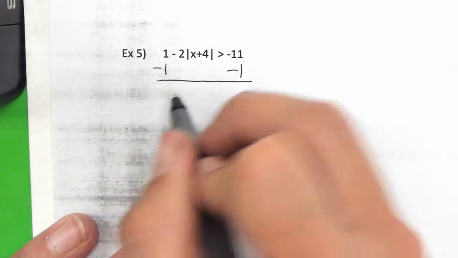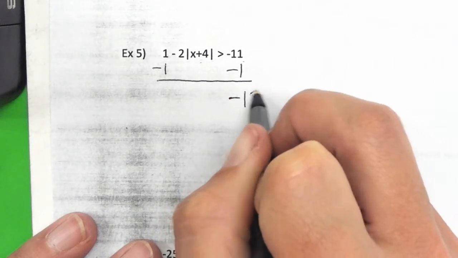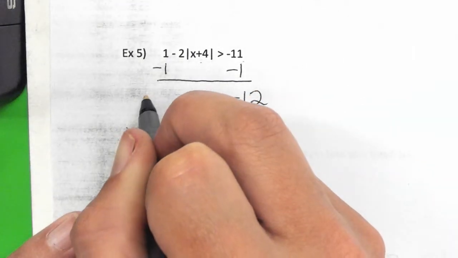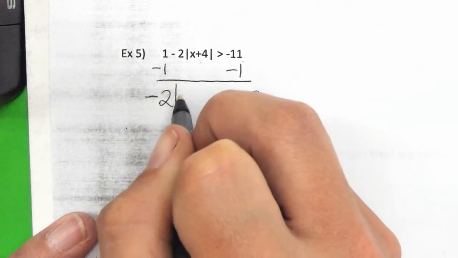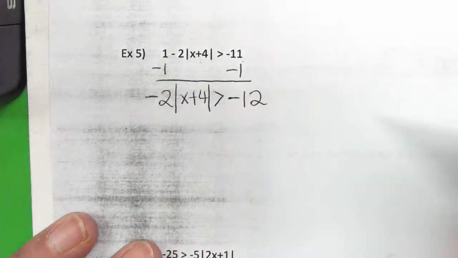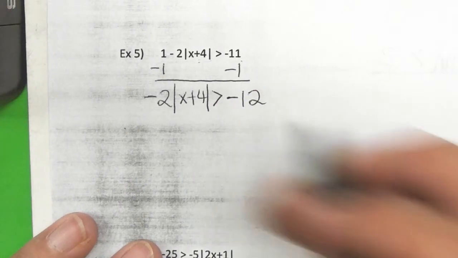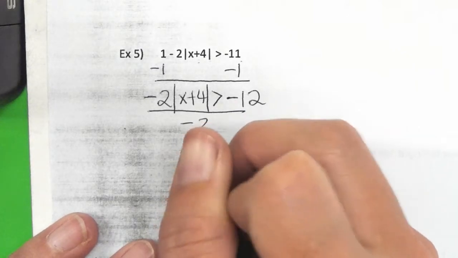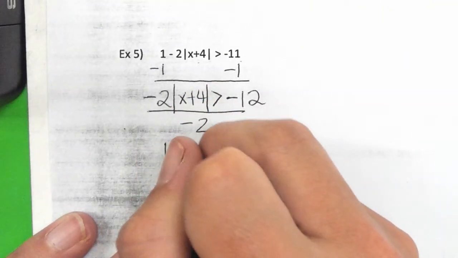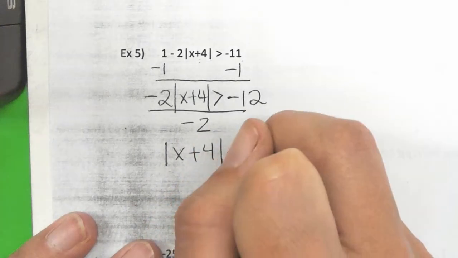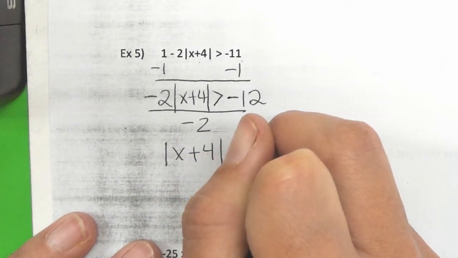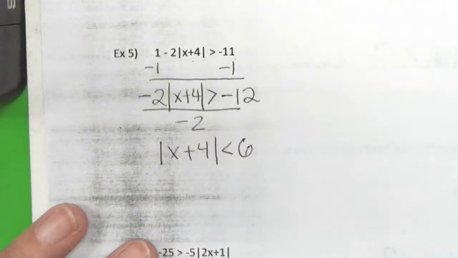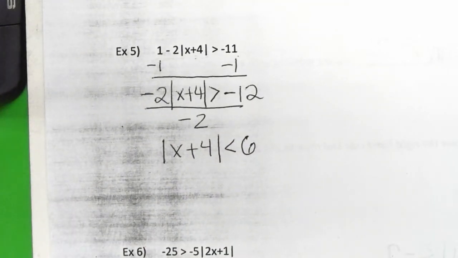That would be negative 12. Good. And on this side, we would have negative 2x plus 4. Very good. Now we can do what? Divide by negative 2. Very good. But wouldn't we flip the sign? Perfect, because we're dividing by what? A negative. So this would be x plus 4 less than positive 6. Very good. Questions about that one? You still flip it back when you do your second case?